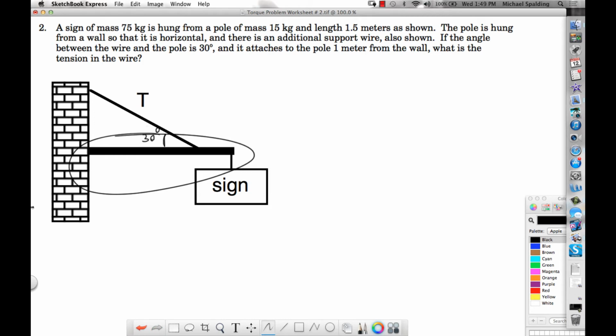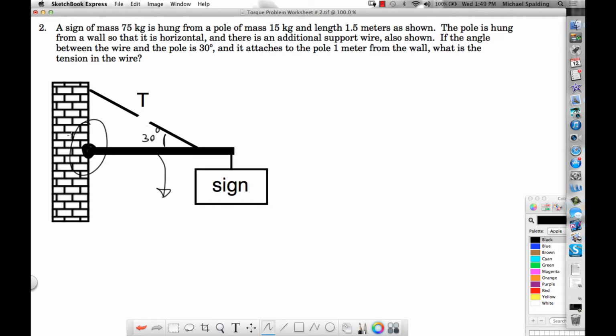Now, since you guys are new at torque, I'm going to tell you where to put the axis. Put the axis in this problem over here where the pole connects to the wall, right? Because that's a good spot for a couple of reasons. One, if you came up to this rope here and you cut the rope, the pole would rotate, pivoting from that point right there.